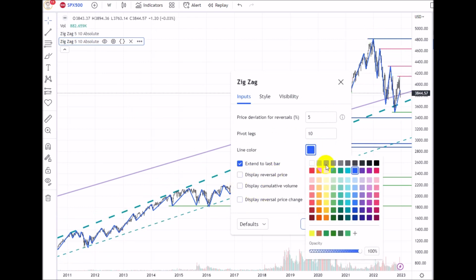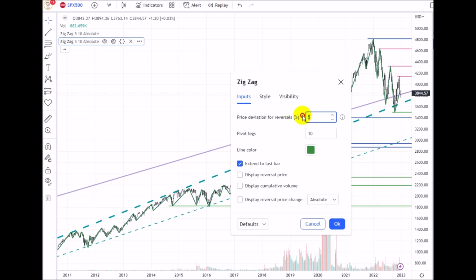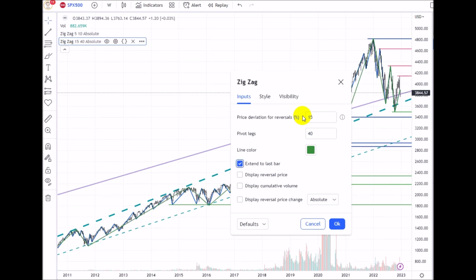We will change the color to, let's call it, green. And what we're going to do now is, because this is standard, we're going to change the deviation and we're going to change the pivots. And it's a little too much, so we're going to change this back down to 20, possibly back down to 10.